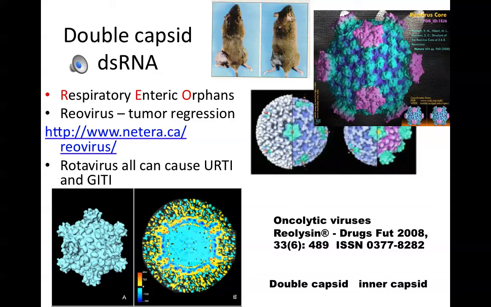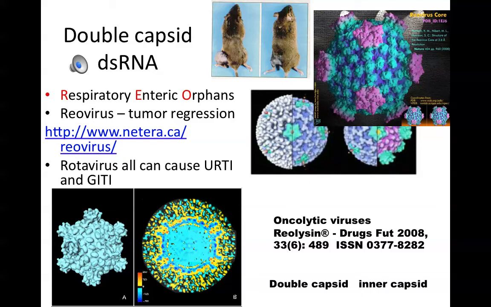Now, usually when we find a nucleic acid in a double strand, it's going to be DNA. Usually RNA is single-stranded. So, a couple of very unusual characteristics for these example viruses. The first example virus would be the reoviruses.